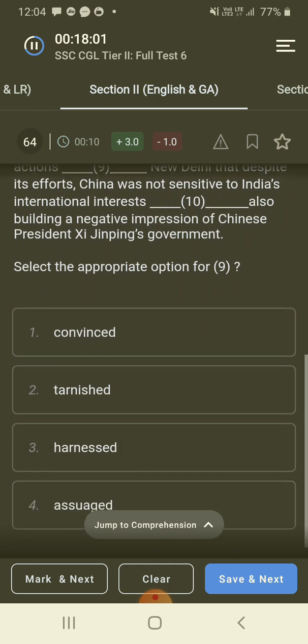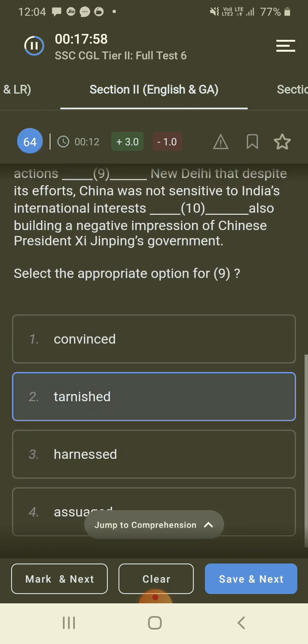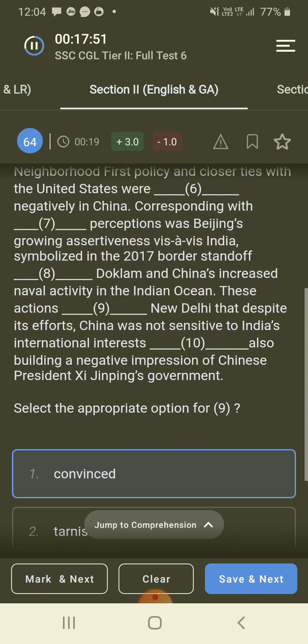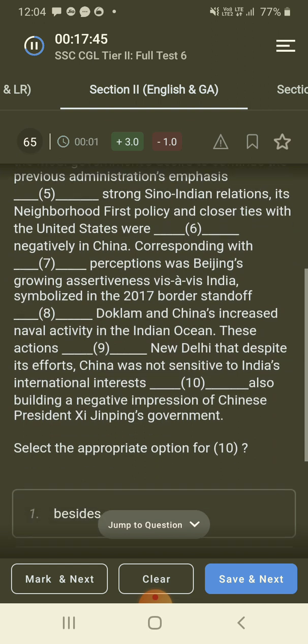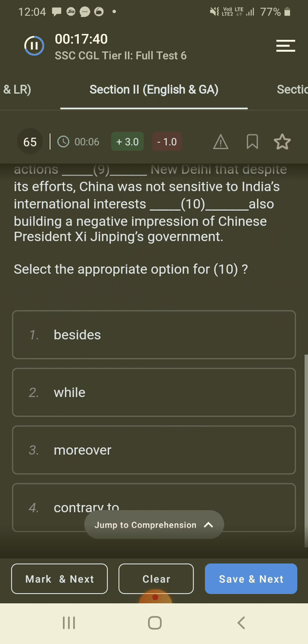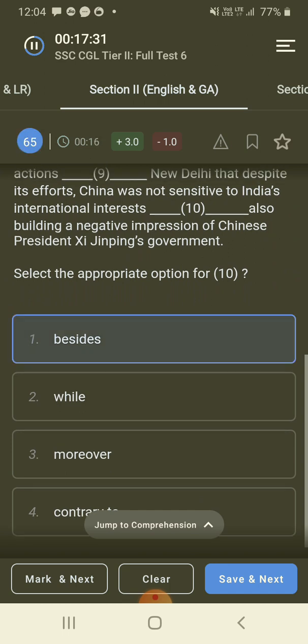These actions convinced New Delhi that, despite its efforts, China was not sensitive to India's international interests, while also building an impression of Chinese presence.